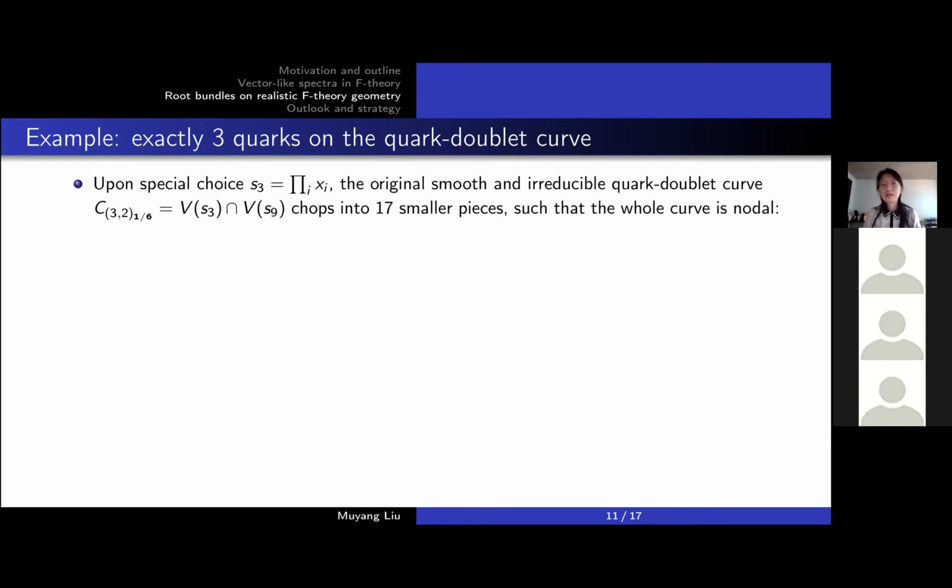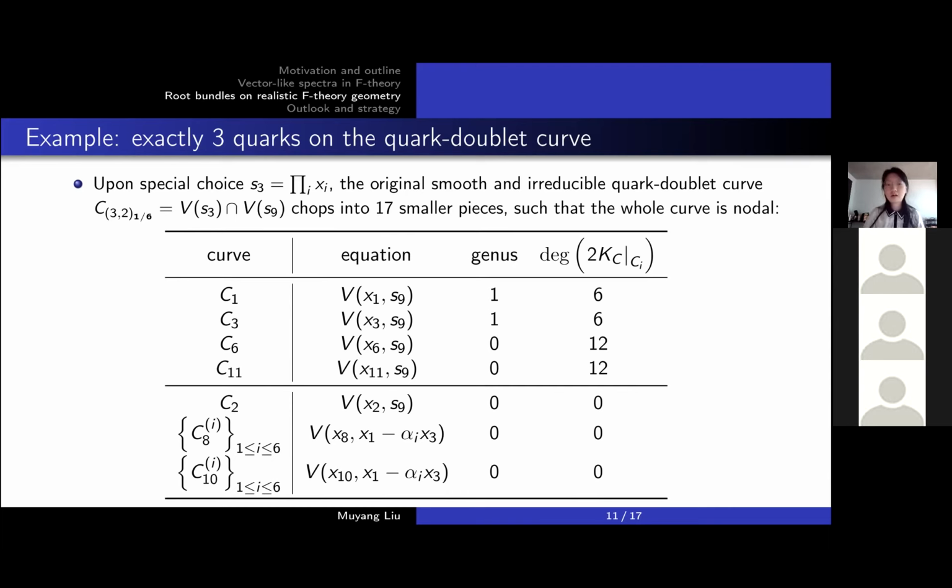First, let me pick a very special complex structure choice to deform the original smooth and irreducible curve into another one. The curve, by choosing S3, equals a monomial composed of the coordinates of the toric threefold. The curve chops into 17 smaller pieces, such that the whole curve is nodal. For completeness, I list all the curve component information here: their defining equations, the genus, and the degree of 2Kc on each Ci.